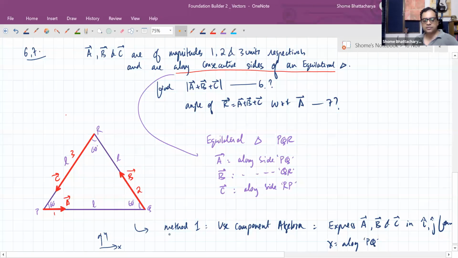There's also the second method, which is the geometrical approach. We'll discuss that also. Okay. But first you work it out by this method. So try to express A, B, and C in component form first. I'll put it up on the board. Just write it on paper yourself. See if you can get that correct.